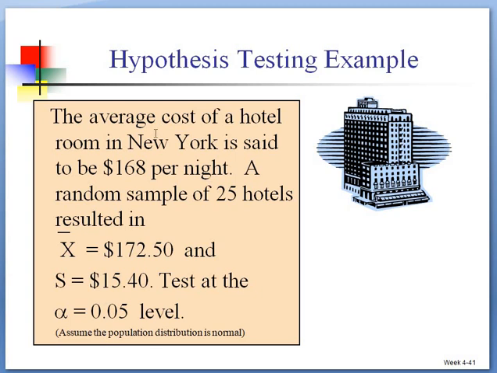For example, the average cost of a hotel room in New York is $168 per night. A random sample of 25 hotels gives a sample mean of $172.50 and a sample standard deviation of $15.40. Test it at alpha equal to 0.05 significance level. Assume the population distribution is normal.